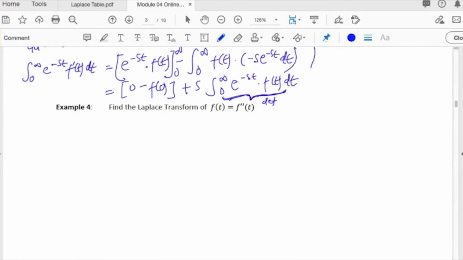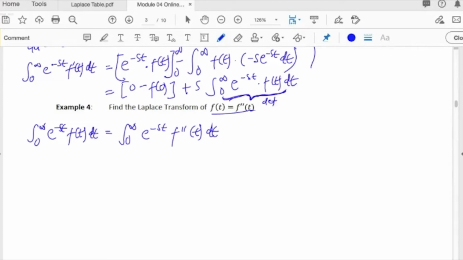Okay, so finally we jump to example 4. Inside example 4, we need to find the Laplace transform of f double prime t. Based on the definition, we have the integral from 0 to infinity of e to the negative st times f double prime t dt.